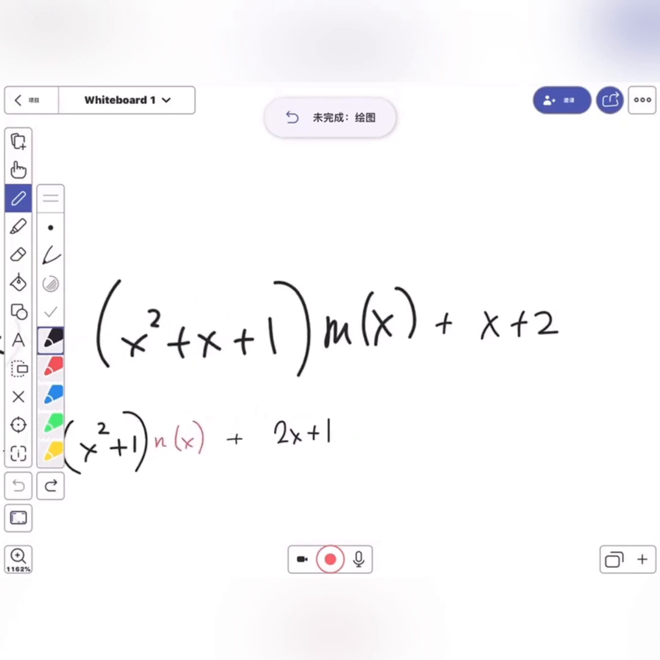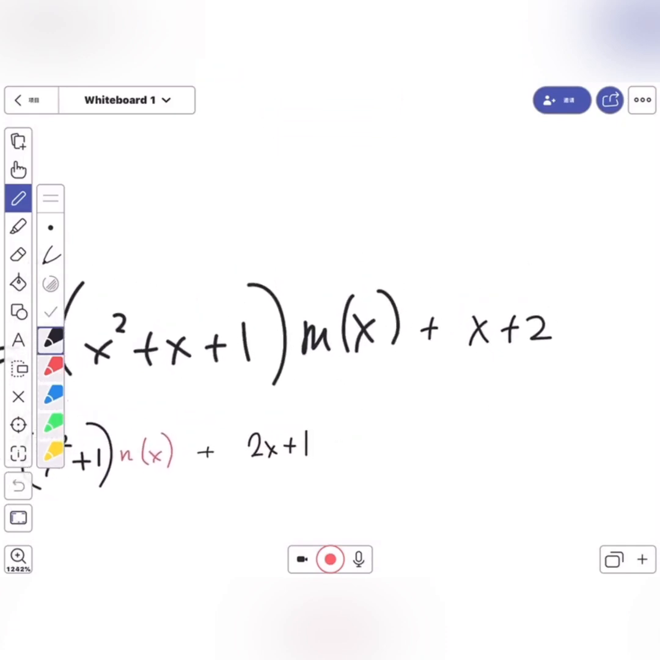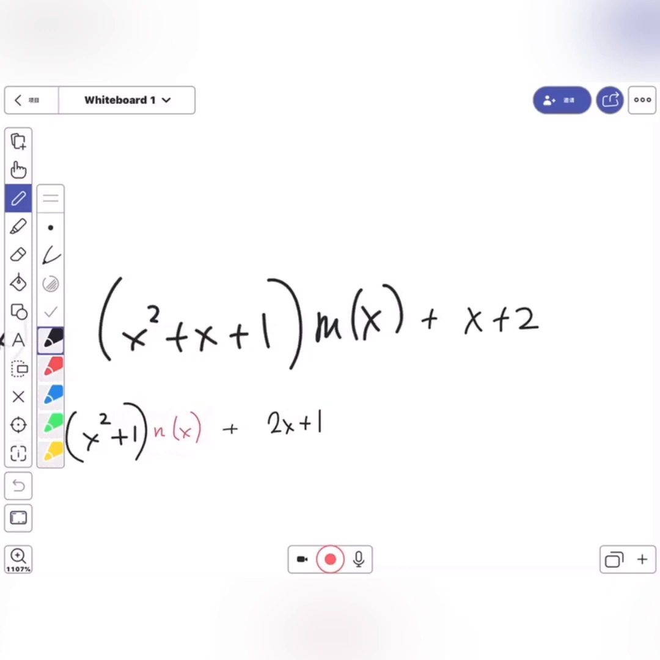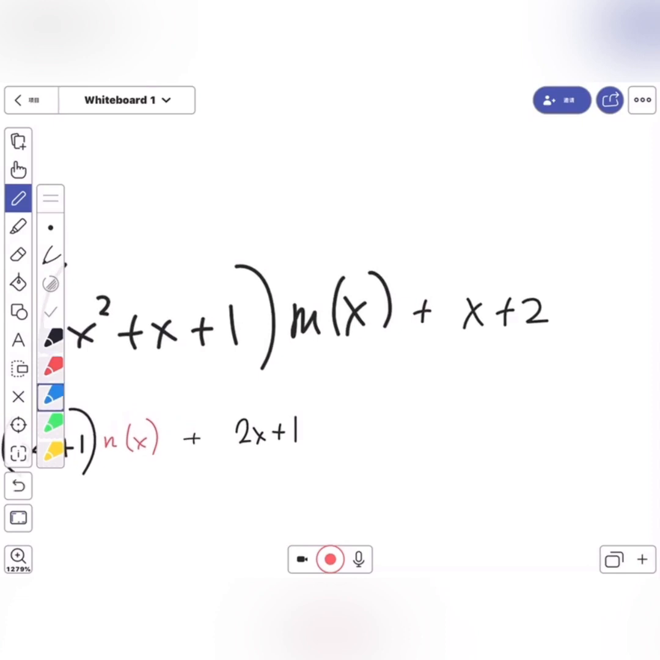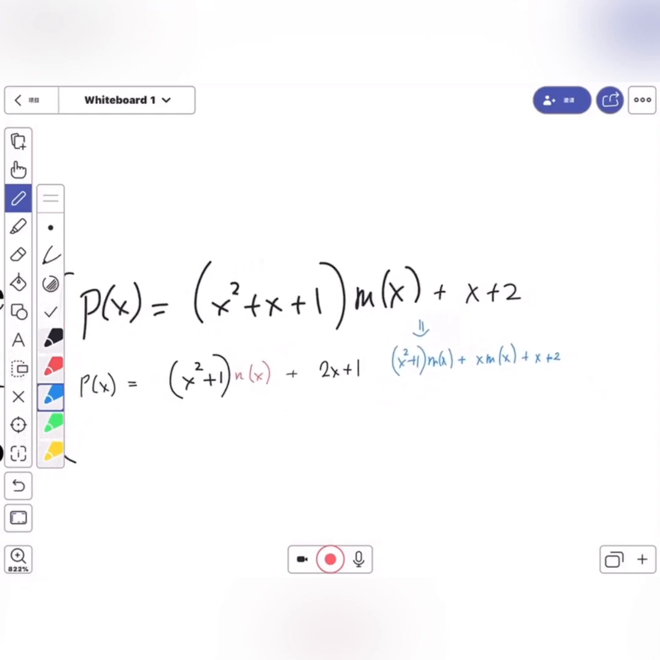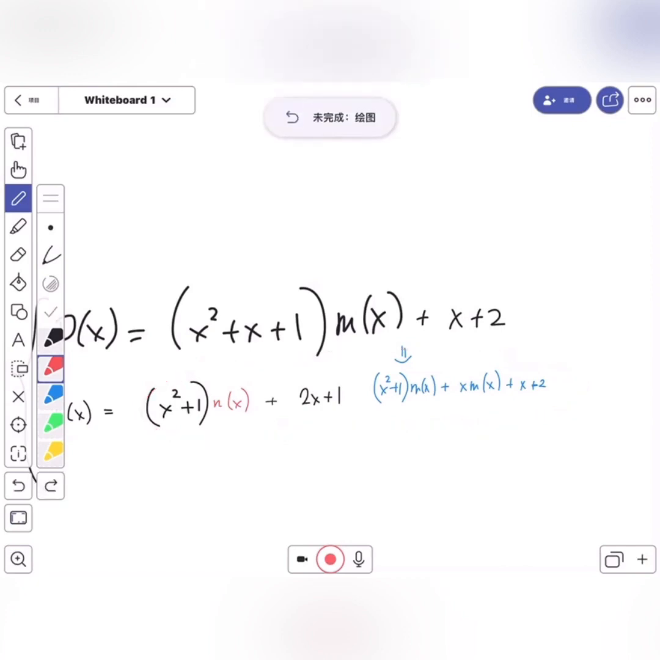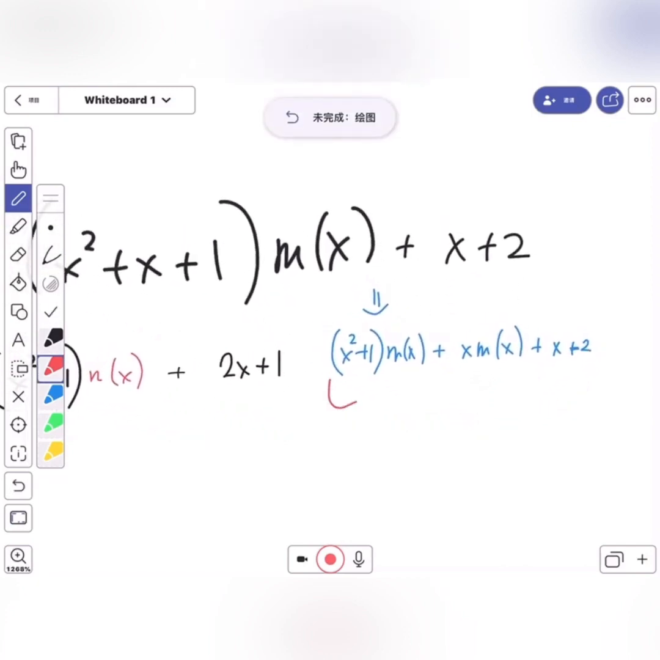So basically, we have x squared plus x plus 1 times m of x plus x plus 2. And that can actually be expressed as x squared plus 1 times m of x plus x m of x plus x plus 2. So if these two equations are equal, then basically the remainder of this divided by x squared plus 1 must be equal to 2x plus 1.